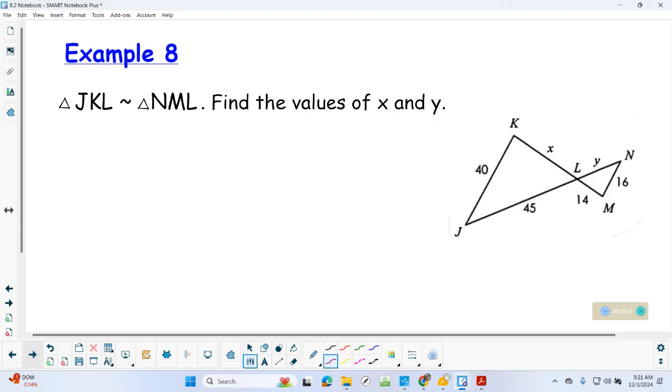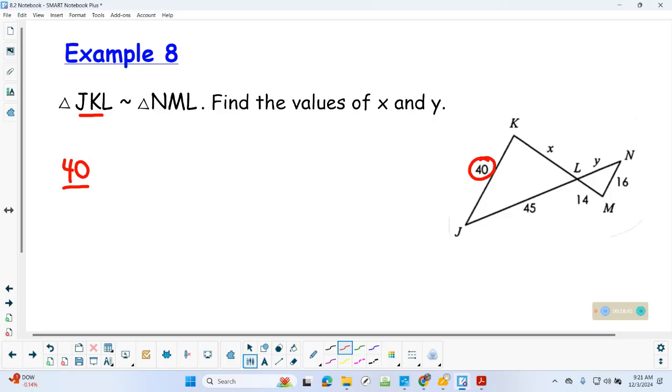All right, home stretch, here we go. Triangle JKL, okay, all right, so the big one here, big one, similar to the little guy. Find the values of x and y. Okay, all right. Well, let's pick a side here on JKL, and it doesn't matter what side we pick. I'm going to do the 40. I'm going to start with that. So I see that's JK.